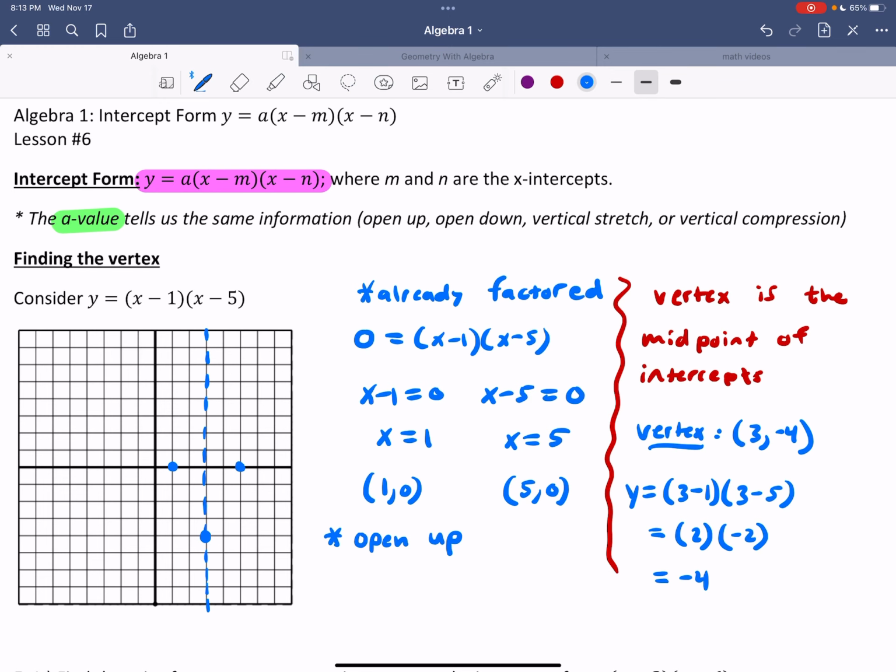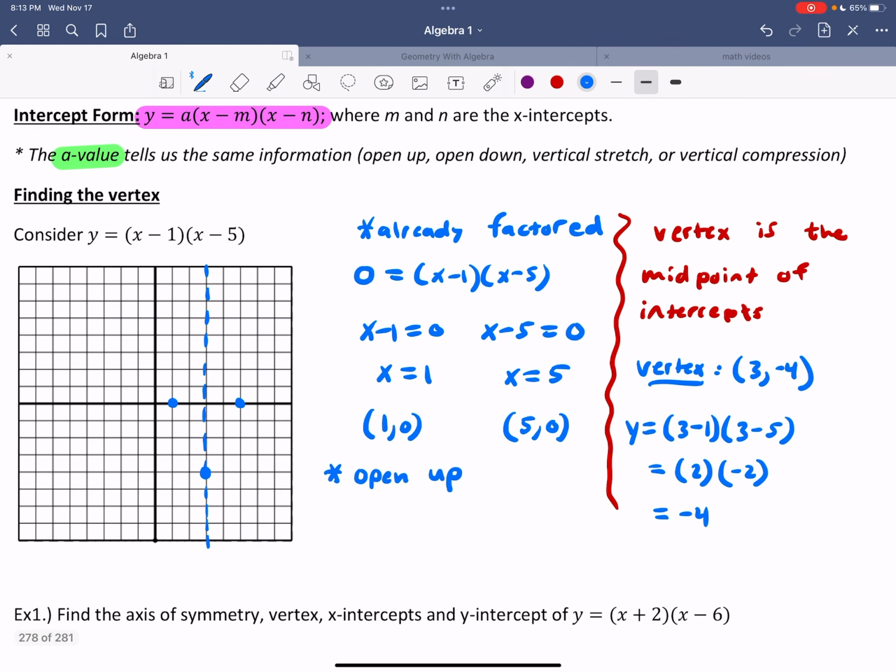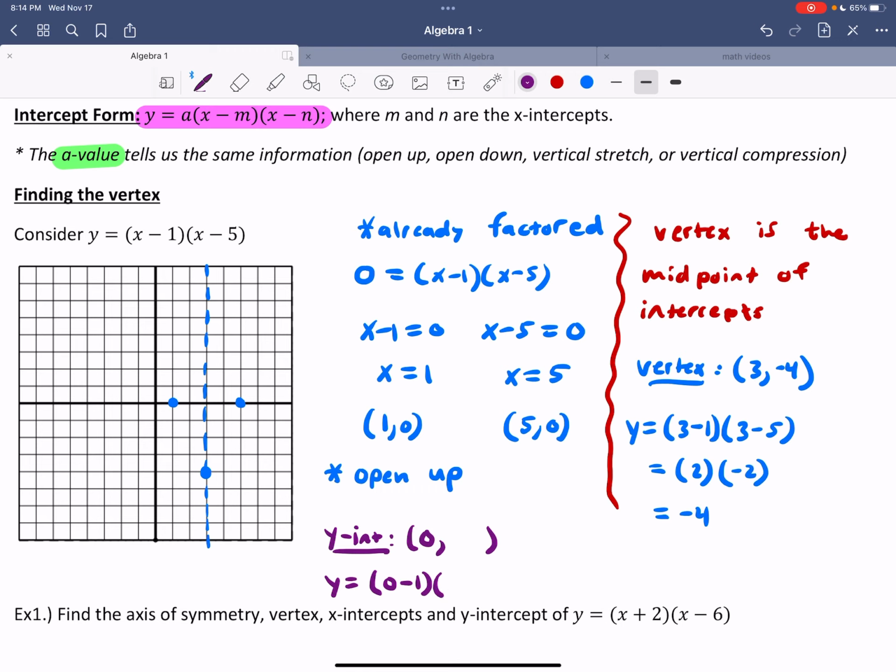Now, if I'm going to draw a sketch of this graph, I'm going to find one more point. I'm going to find the y-intercept. That'll be a helpful point for me. So to find the y-intercept, x is 0. So I'm going to plug a 0 in for every x that I see and solve for y. So that's y equals 0 minus 1 times 0 minus 5. That would be negative 1 times negative 5, which equals positive 5. So my y-intercept is at 0, 5.